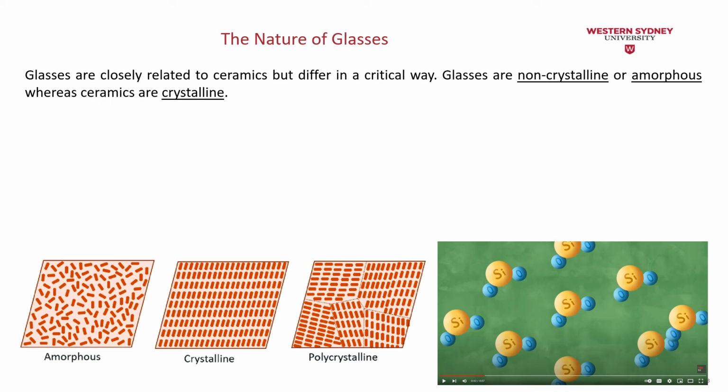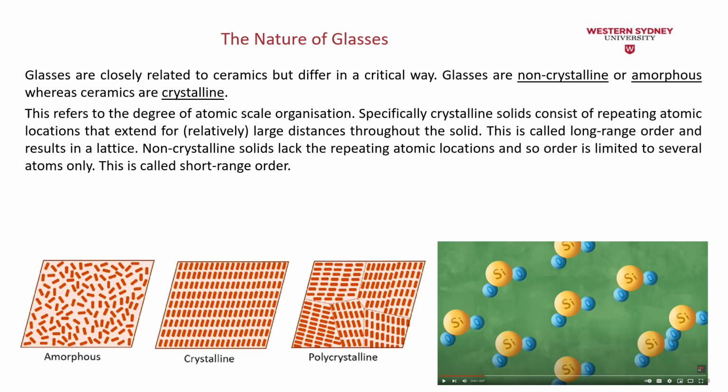The glasses are closely related to the ceramics but differ in a critical way. The glasses are non-crystalline or amorphous, whereas the ceramics are crystalline. This refers to the degree of the atomic scale organization. Specifically, the crystalline solids consist of repeating atomic locations that extend for a relatively large distance throughout the solid. And this is called a long-range order and results in a lattice. Non-crystalline solids lack the repeating atomic locations, and so order is going to be limited to several atoms only. And that's what we call the short range order.